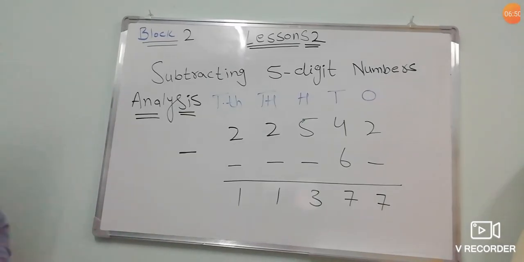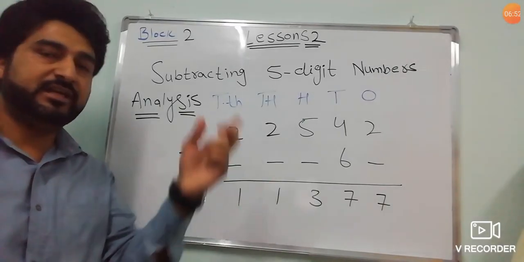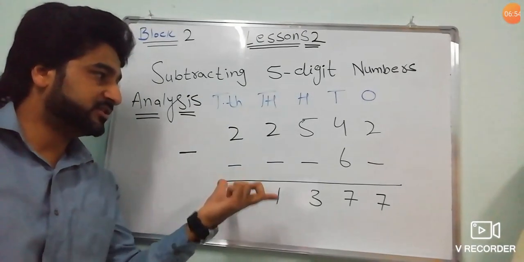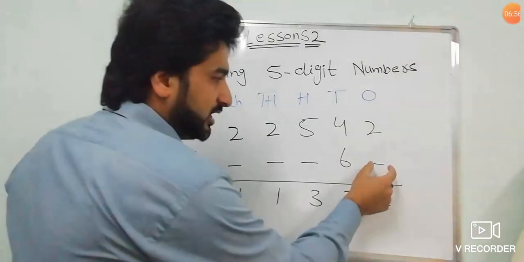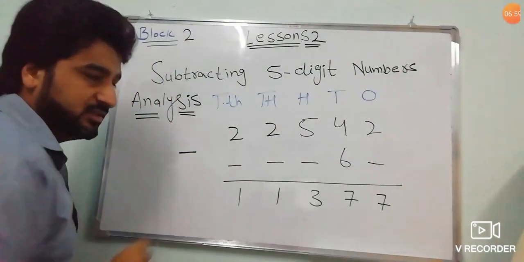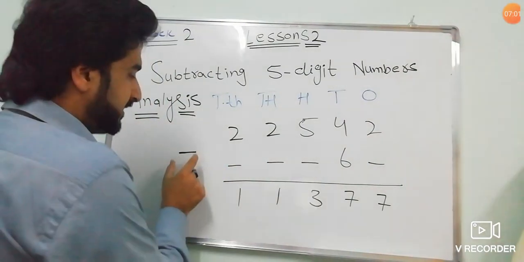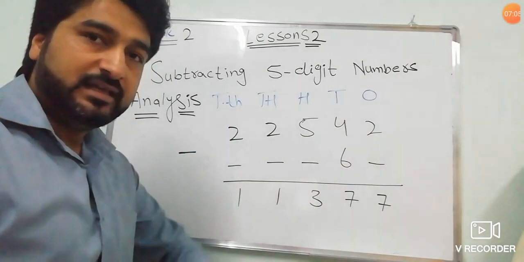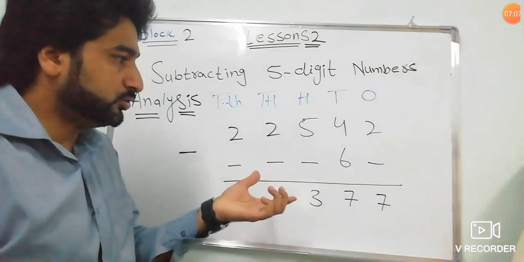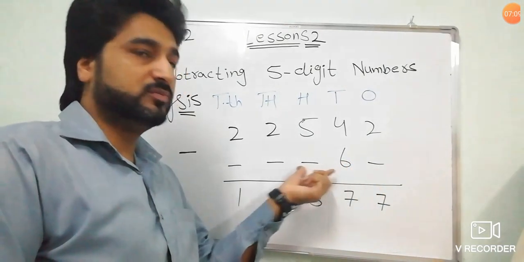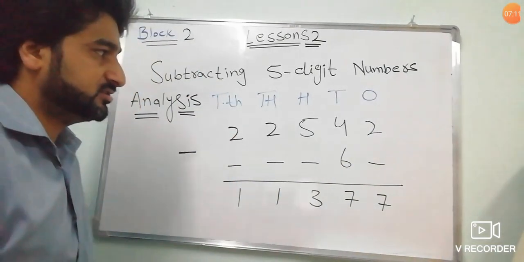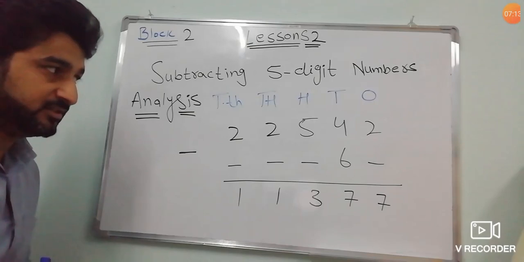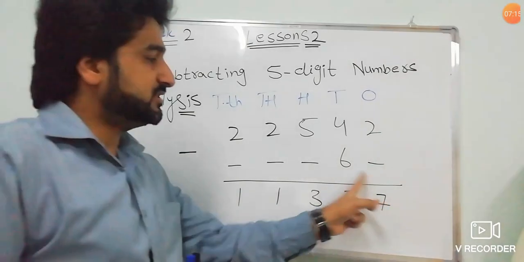Okay guys, like we did some missing values questions in addition, I also wrote one question here. In this question also some values are missing. We need to find these values, but make sure that we are subtracting in this case. In lesson 1 we were adding, and in that lesson I already taught you how to find the missing values by adding. That lesson is for addition. Now we are subtracting. We have to subtract and find the missing values.